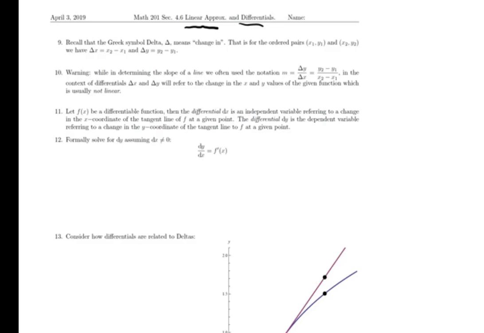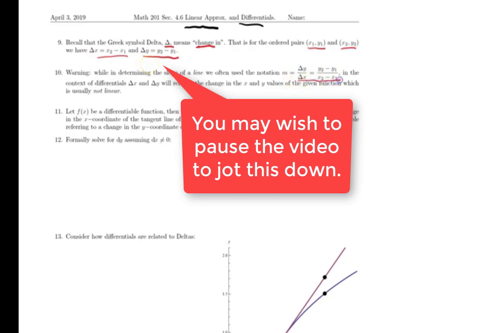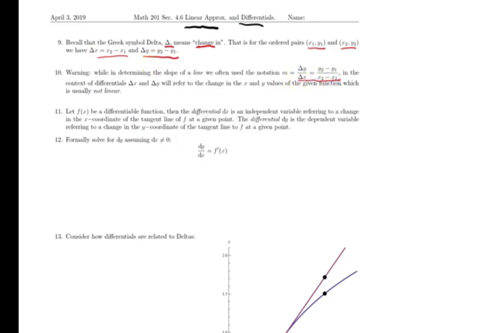The notation on this one, though, I think is a little bit more confusing, so we'll try and suss that out a little bit. So just as a reminder, we use this Greek symbol delta, and that stands for the change in. Given two ordered pairs, once you think of these two ordered pairs as being on a function, we could calculate the change in x, and we could calculate the change in y. Of course, this is how you got your slope formula way back in Algebra 1. So something to keep in mind, though, is that in the context of differentials, the delta x and the delta y refer to the change in the values of the given function, and that function is usually not linear.